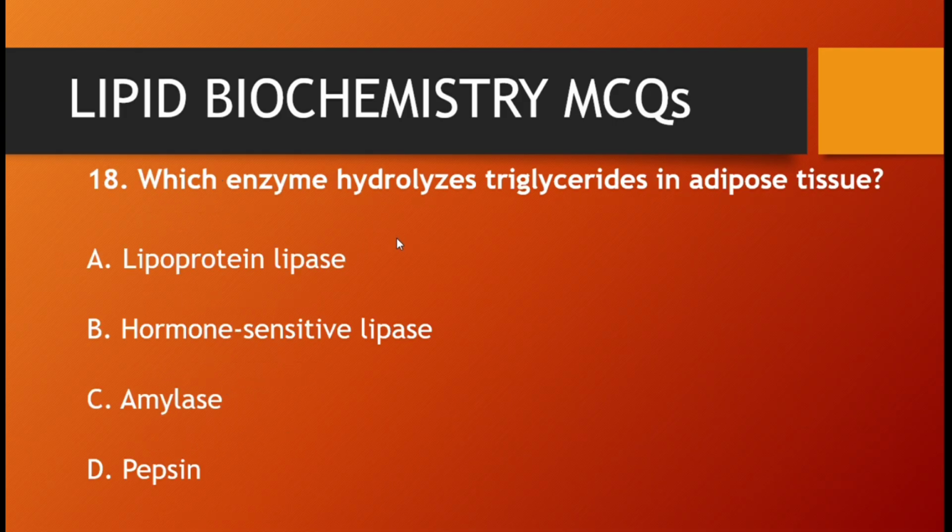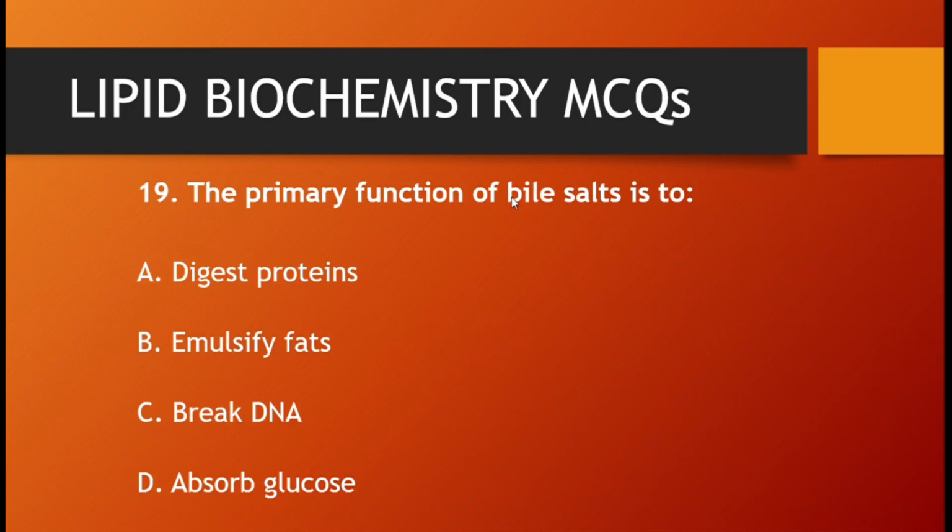Question 18. Which enzyme hydrolyzes triglycerides in adipose tissue? Is it lipoprotein lipase? Is it hormone-sensitive lipase? Is it amylase? Is it pepsin? It is hormone-sensitive lipase. It is the enzyme that hydrolyzes triglycerides in adipose tissues. Number 19. The primary function of bile salts is to A, digest protein, emulsify fat, break DNA, or absorb glucose.